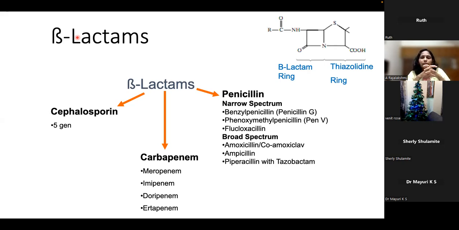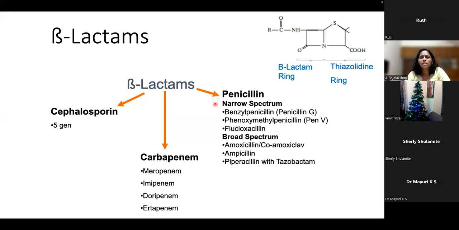Coming to beta-lactam, it's a huge group of drugs, and what they all have in common is the beta-lactam ring. There are cephalosporins, up to fifth-generation cephalosporins, and carbapenems. The important carbapenems that we commonly use are meropenem, imipenem, doripenem, and ertapenem, and the basic penicillin group.